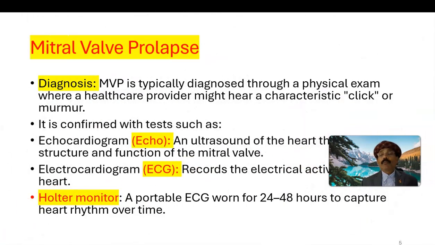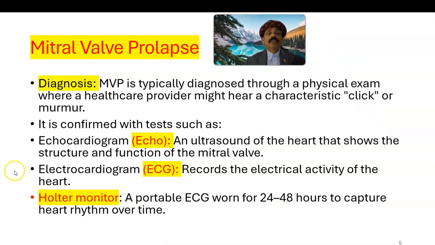How can you diagnose mitral valve prolapse? It is typically diagnosed through a physical exam where a healthcare provider might hear a characteristic click or murmur, that is a systolic murmur. It is confirmed with tests such as an echocardiogram, an ultrasound of the heart that shows the structure and function of the mitral valve; an electrocardiogram (ECG), which records the electrical activity of the heart; and a Holter monitor, a portable ECG worn for 24 to 48 hours to capture heart rhythm over time.